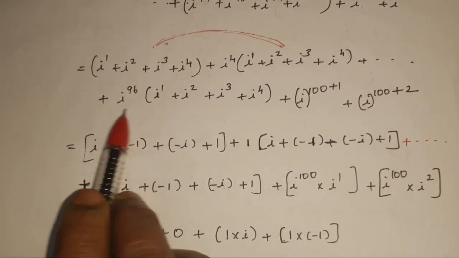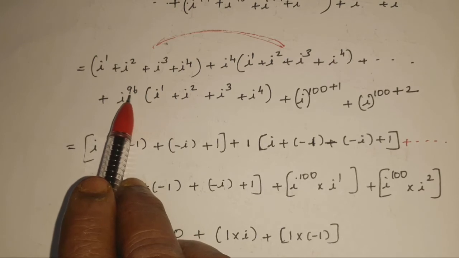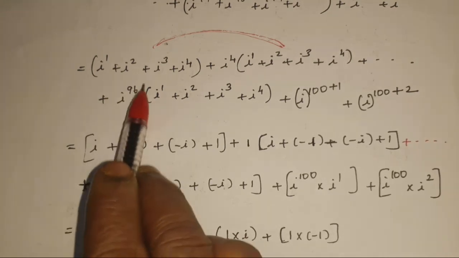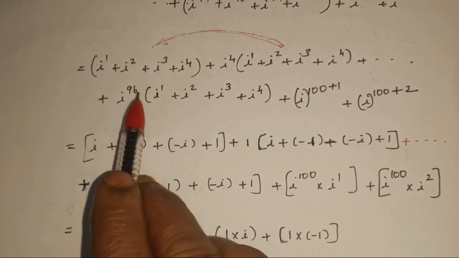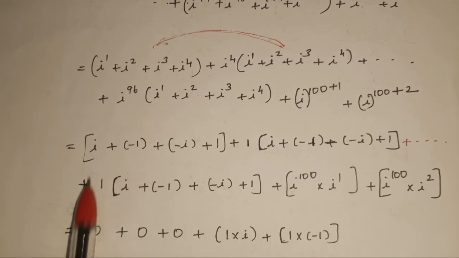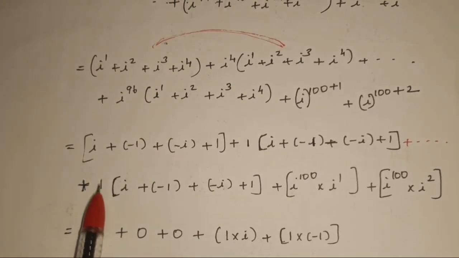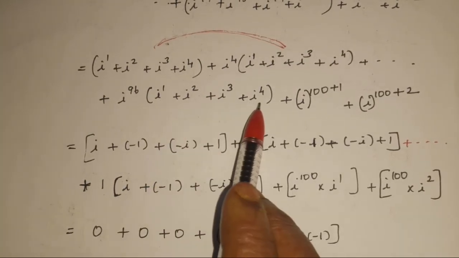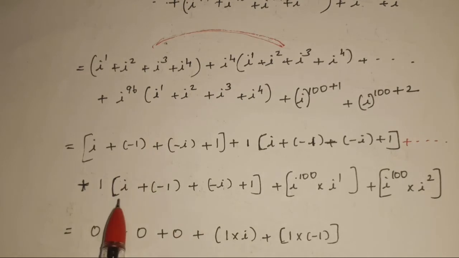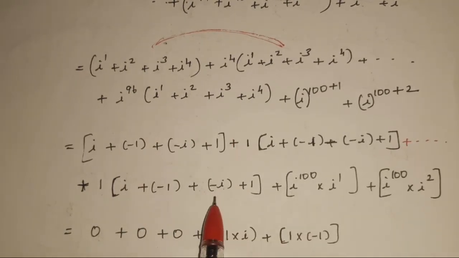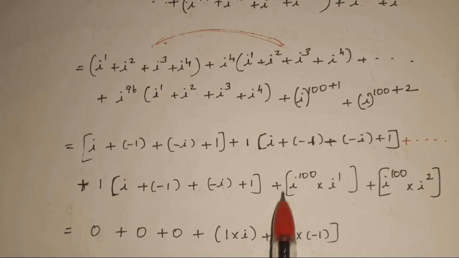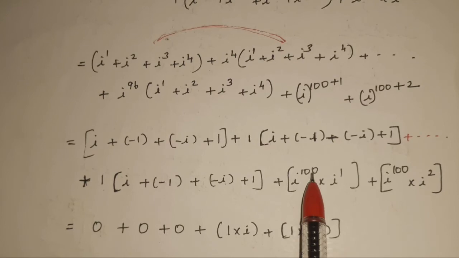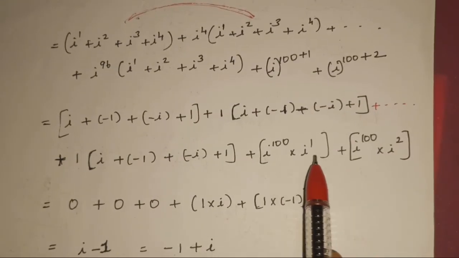Plus here, i power 96. 96 is also a multiple of 4, because 24 into 4 is 96. So i power 96 is nothing but 1, easily found because 96 is a multiple of 4. Therefore the value of i power 4 is 1, so i power 96 is 1. The balance terms are i power 1, i power 2, i power 3, i power 4, the same answer coming: i is i, i square is minus 1, i cube is minus i, i power 4 is plus 1. Plus, see here, I split into 2 parts: i power 101 is i power 100 plus 1, I rewrite as i power 100 into i power 1.